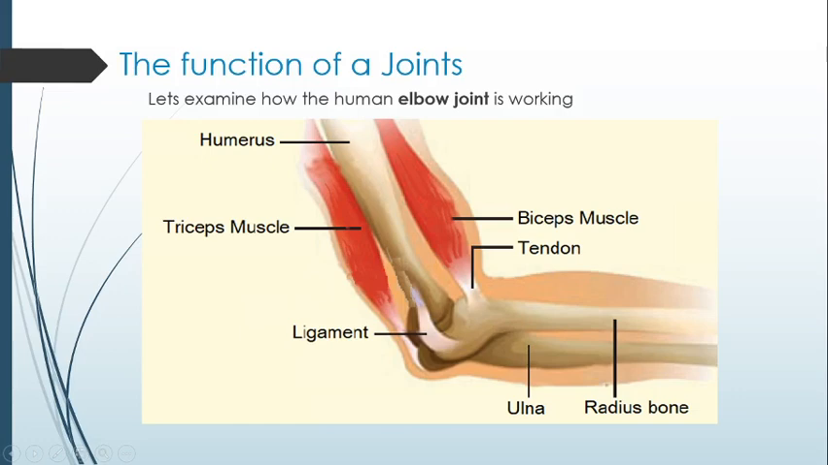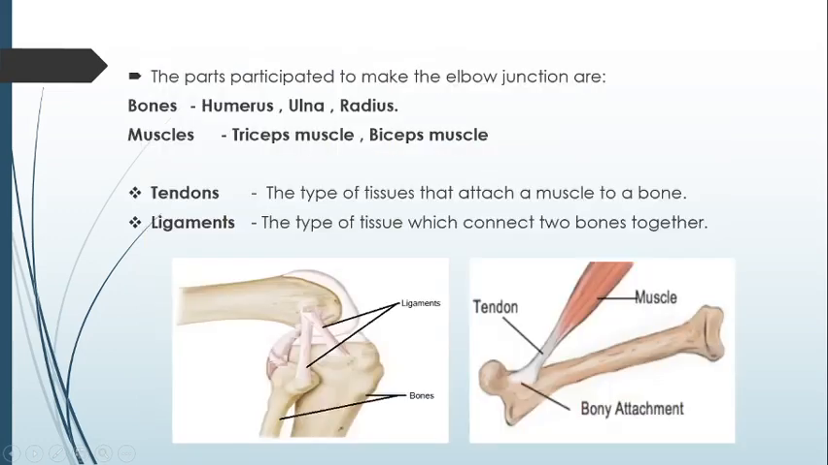To examine the function of a joint, let's see how the human elbow joint works. The human elbow is made of mainly 3 bones and 2 muscles. These 3 bones are the humerus, ulna and radius. And the 2 muscles are the tricep muscle and the bicep muscle. You can see how these muscles are connected to the bones. According to the diagram, it is clear that the parts that make the elbow joint are the humerus, ulna and radius, and the muscles are the tricep and bicep muscles.